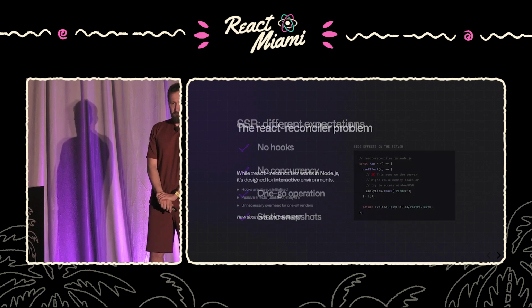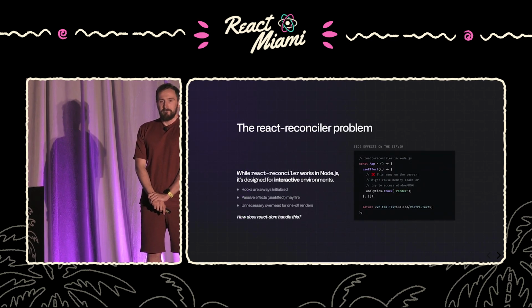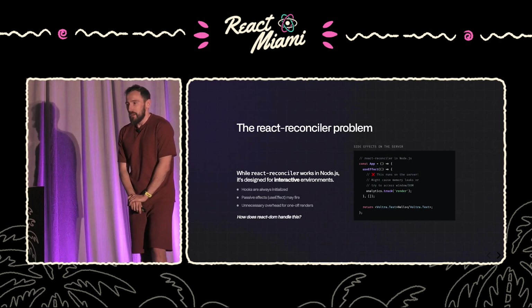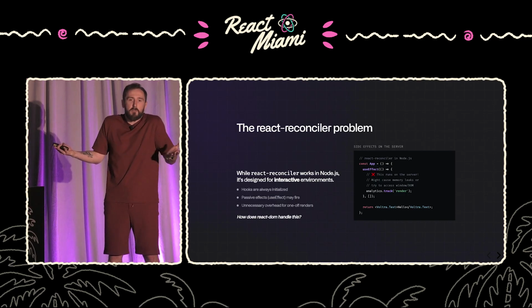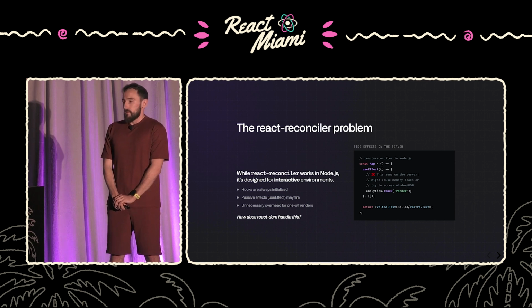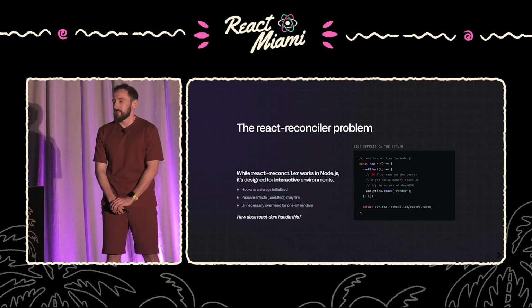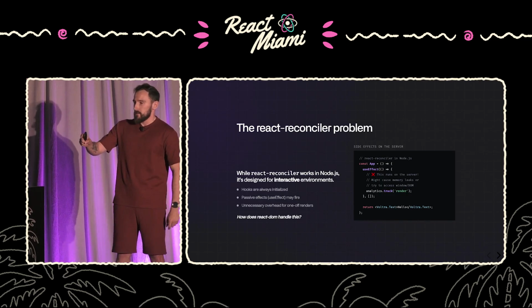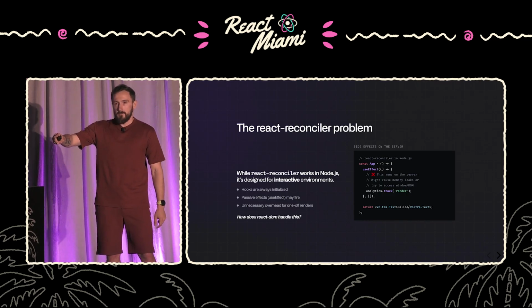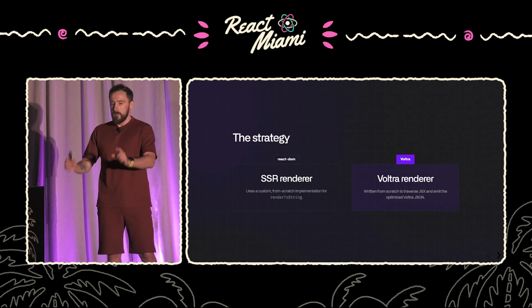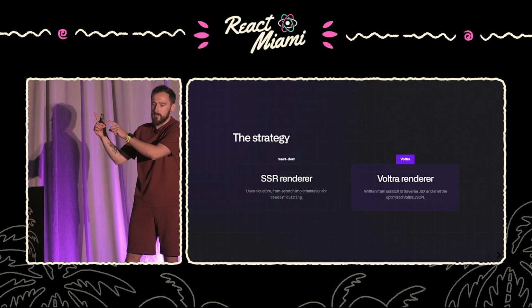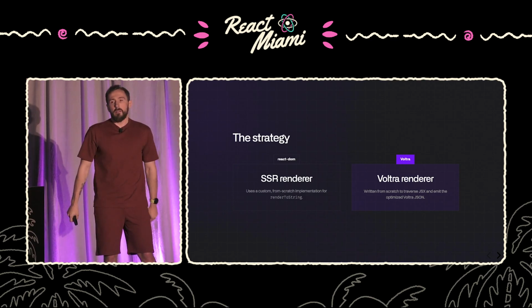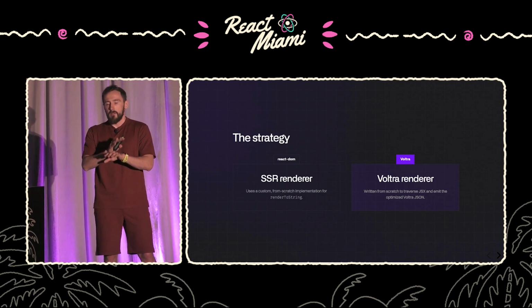Who knows what's the problem? This is the problem. You cannot turn off hooks for React Reconciler. It's basically not possible. So I was like, again, I need to do something. I need to recreate something. And it turns out that if you go to the React DOM source code, you will notice that there are two renderers inside of it. One is for the client side, which is based on React Reconciler. And the second one is a completely different one written from scratch.